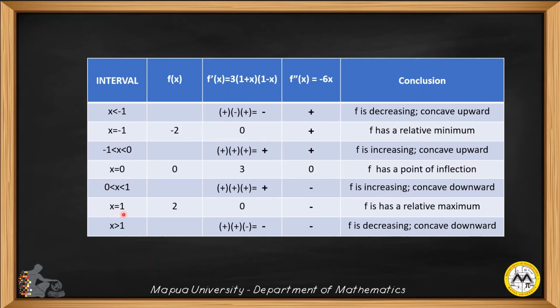At x equal to 1, y equal to 2, f prime is 0. So again, this is a critical point. And at this particular point, f double prime is negative. So the critical point is a maximum point. And for the region where x is greater than 1, you can verify that f prime would be negative. That will be the product of two positive factors with one negative factor. And f double prime would be negative, indicating that in this particular region, the function is decreasing, the graph of which is concave downward.